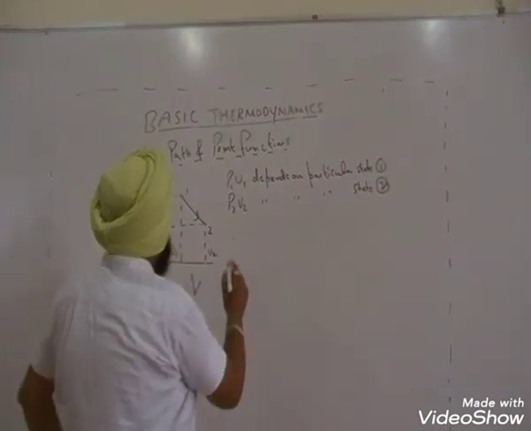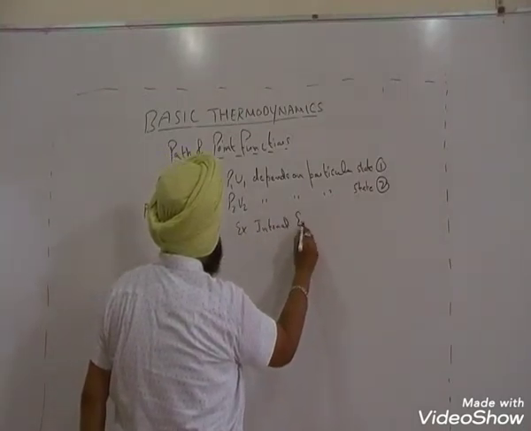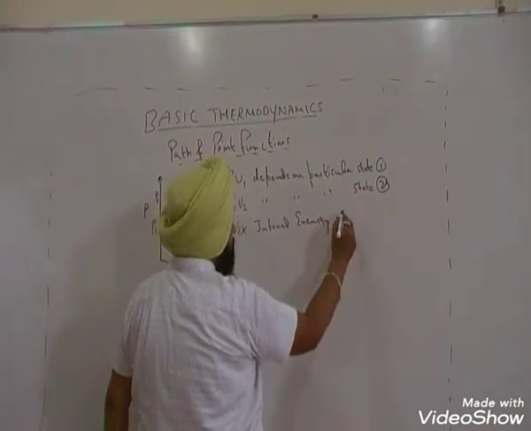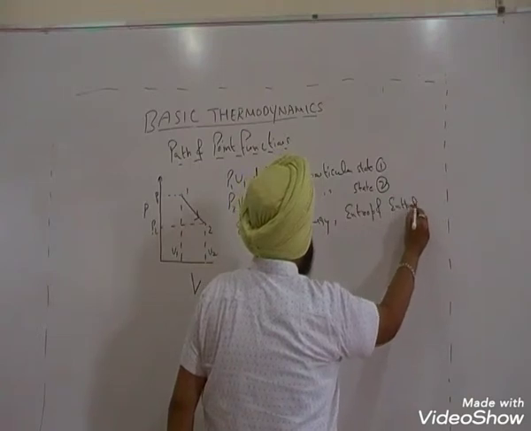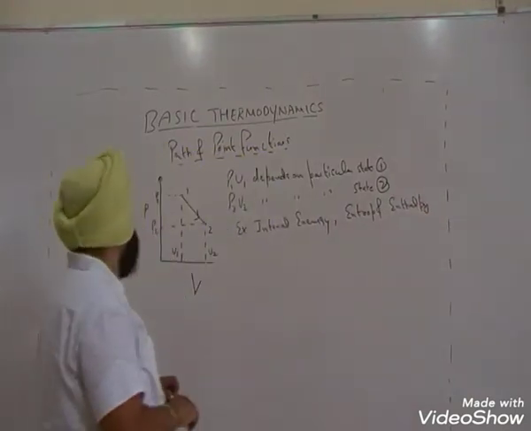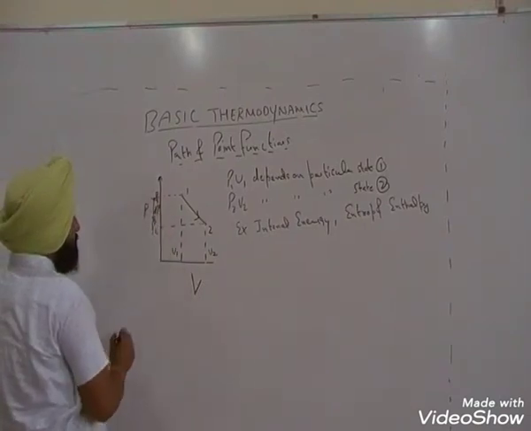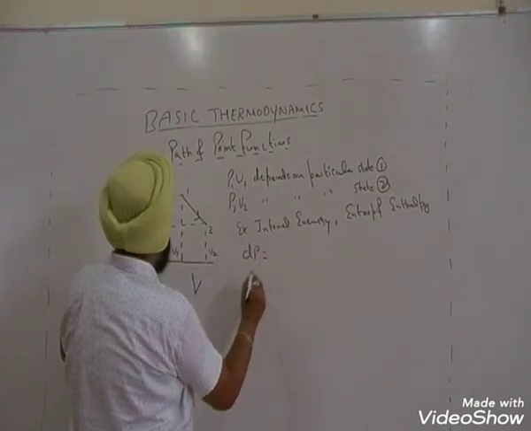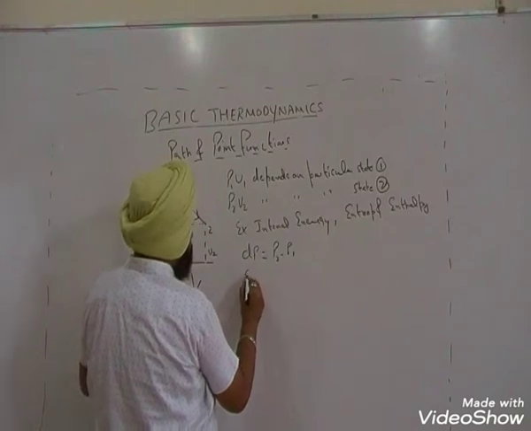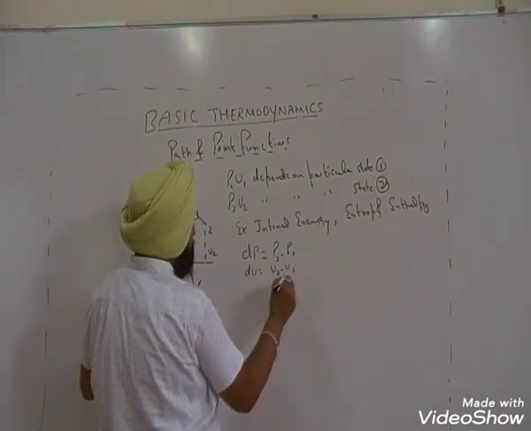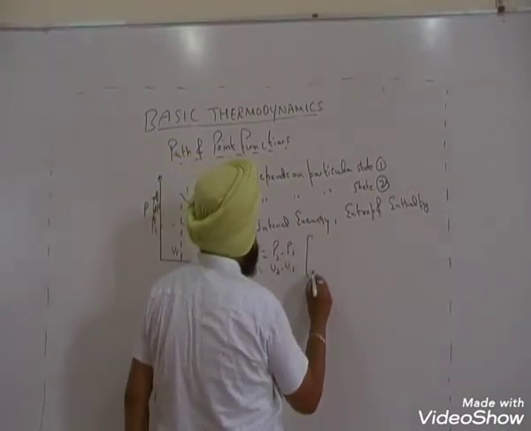Examples of point functions are internal energy, entropy, and enthalpy. Here, dP, the change in the pressure, will be P2 minus P1, and the change in the volume is V2 minus V1. So these point functions are also known as exact differentials.